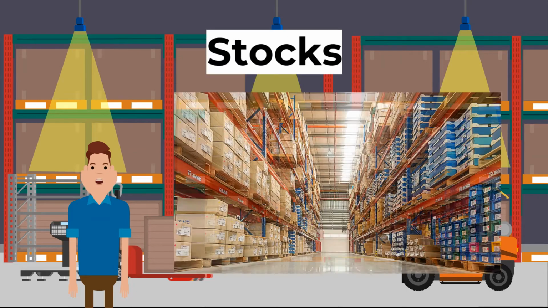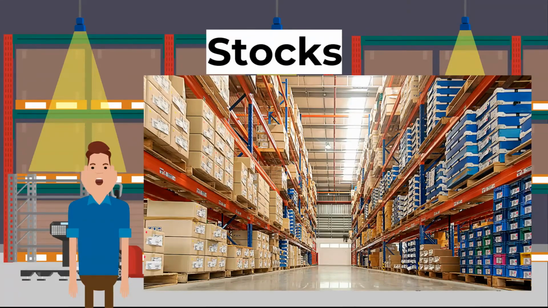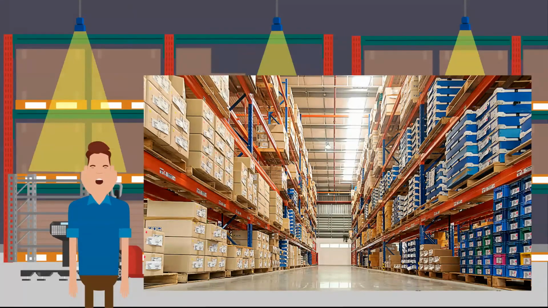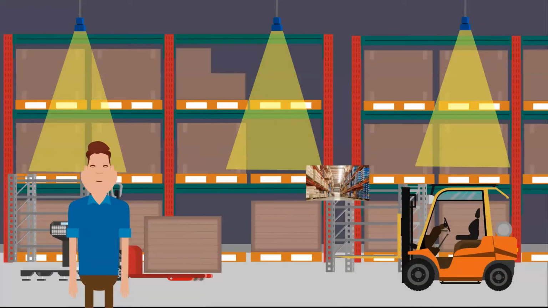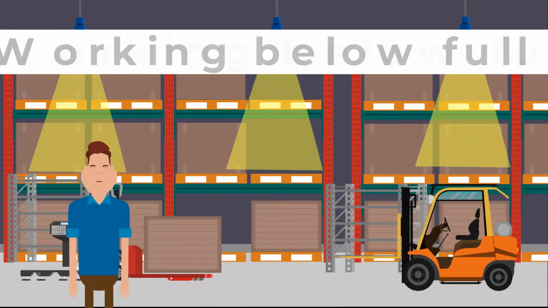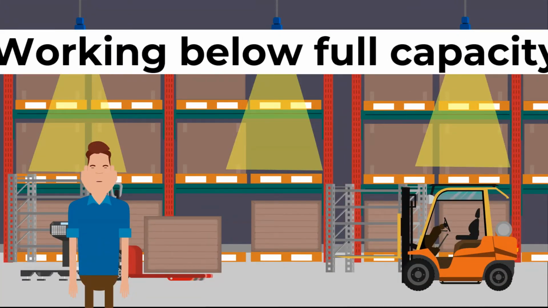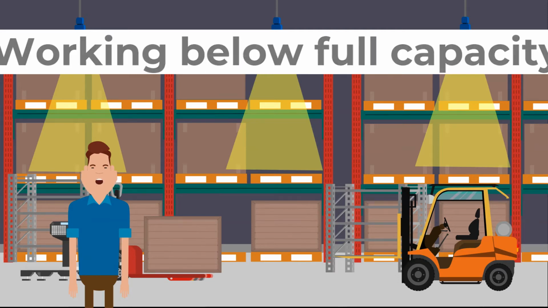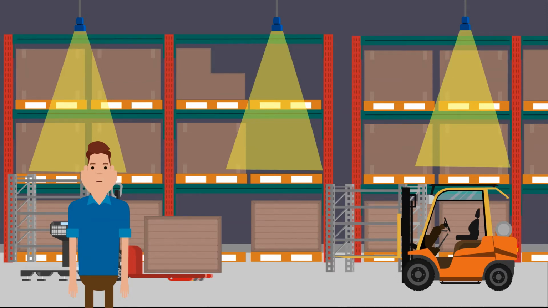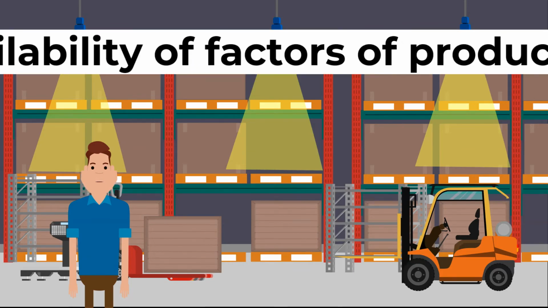2. Stocks. If a business has a stockpile of goods when the price goes up, they will simply decide to use up some or all of their stockpiles, and therefore supply will be more elastic. 3. Working below full capacity. If a business is working below full capacity, for example, they are producing 50 goods but could produce 100, and there's an increase in price, they can easily respond by producing to their full capacity, so the supply curve will be more elastic.